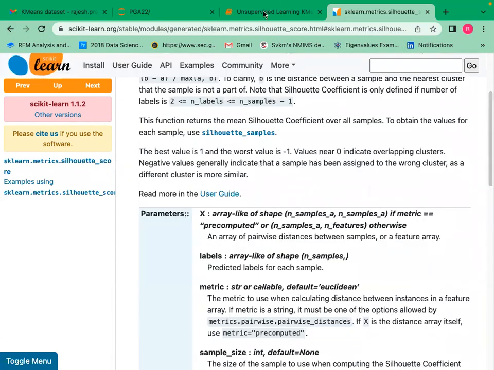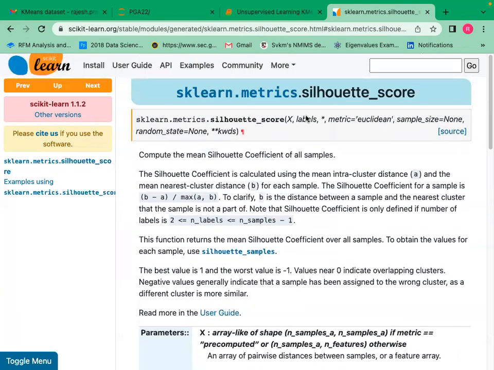Okay. The best value is 1, the worst value is -1. Values near 0 indicate overlapping clusters. Negative values indicate wrong sample assignment, right? So we want it to be between 0.5 and 1.